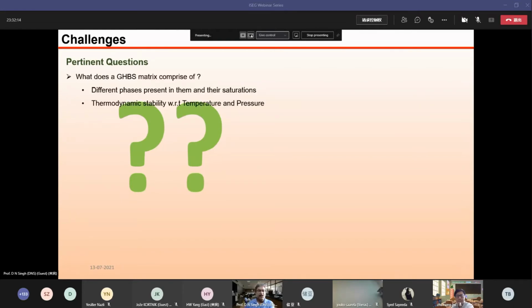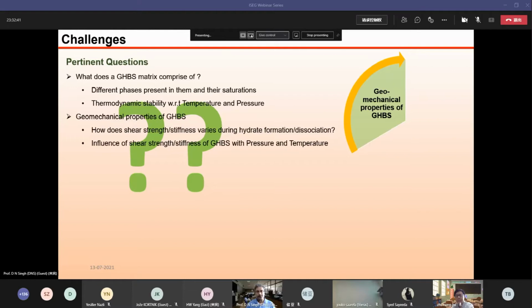So the pertinent questions are, what is the matrix of gas hydrate bearing sediment? What does it comprise of? So different phases, like when we talk about different phases, there are sediments, there is water phase, which is either unfrozen or frozen, and then there are gases which are interacting with each other. And what is the thermodynamic stability of these components when we talk about temperature and pressure relationships? So this part also leads to the geomechanical properties of GHBS. That means this is what actually we are trying to study right now in our laboratory.